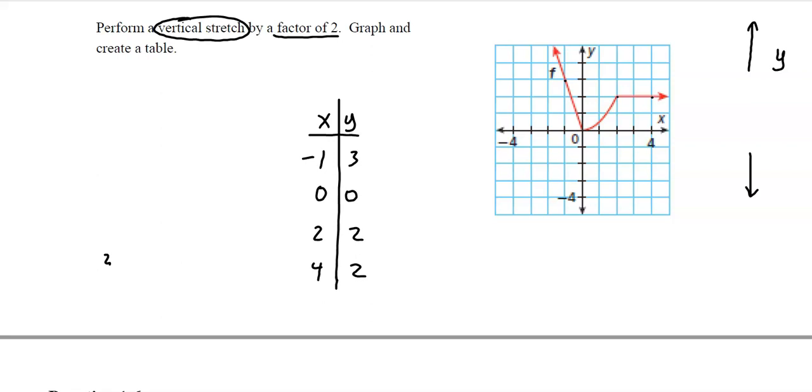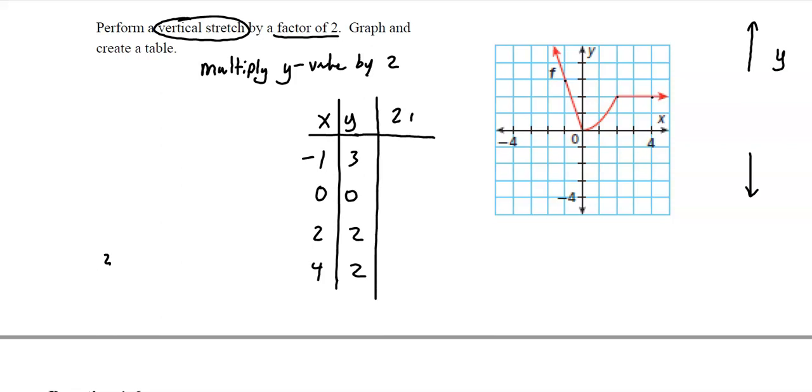So if I want to do a vertical stretch by a factor of 2, that means I'm going to need to multiply the y values by 2. So kind of create a whole new column here, and we need to times all of our y values by 2. So that 3 will become a 6. The 0 stays 0. 2 times 2 is 4. 2 times 2 is 4. And we now have some new points.